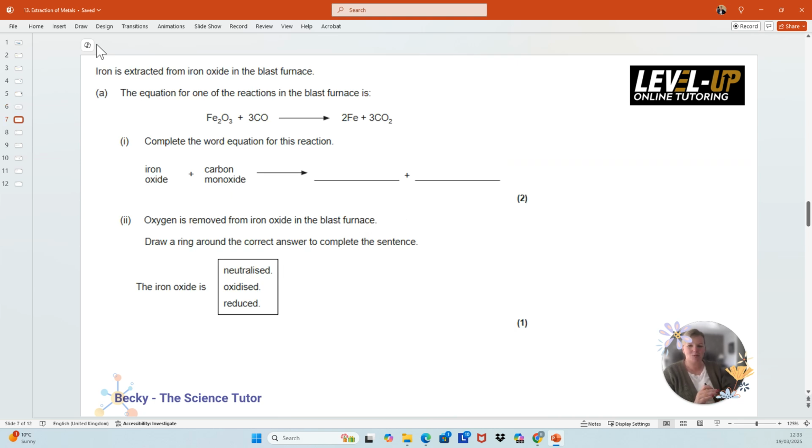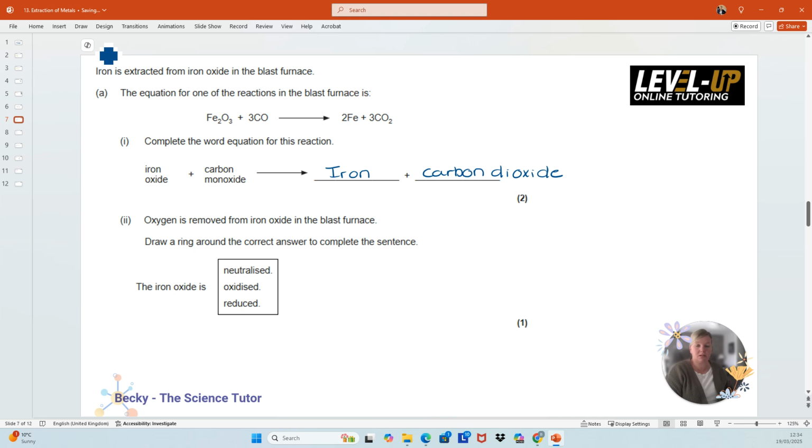Okay, so as always, let's have a look at some questions. How are you going to get asked this in an exam style scenario? Iron is extracted from iron oxide in a blast furnace. The equation for one of the reactions in the blast furnace is given with our iron oxide and carbon monoxide, and what is it producing? Complete the word equation. So we're simply producing iron plus carbon dioxide.